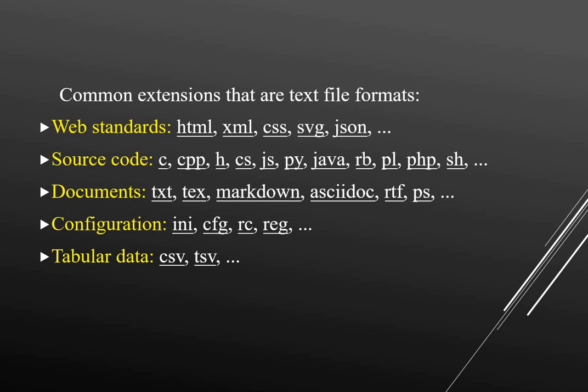Then the common extensions of text files: you have HTML, XML, CSS. Then you have source code, such as Java, PY for Python, C for C and C++, and those things. Then for documents, you have TXT. Then again SRT and VTT, like I've mentioned before, those subtitle files. Then configuration files such as INI, CFG, RC, REG, and also tabular data such as CSV, that is comma separated values, and TSV, tab separated values.